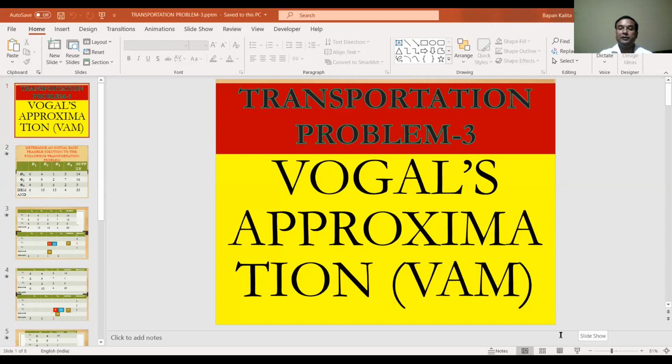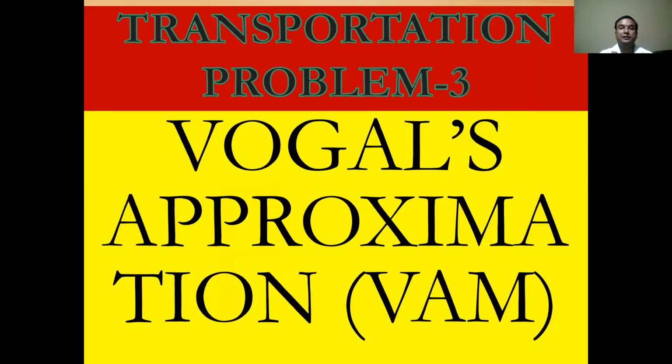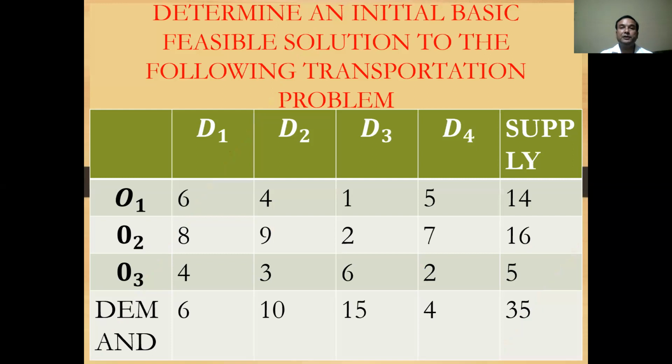So let us have the slideshow. This is the problem: determine an initial basic feasible solution to the following transportation problem. Here the demand is 6 plus 10 plus 15 plus 4, and the supply is 14 plus 16 plus 5. This is 35, which means demand and supply are both equal. So these types of problems are called balanced transportation problems.